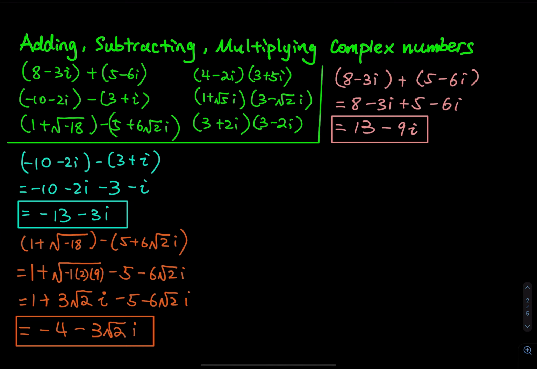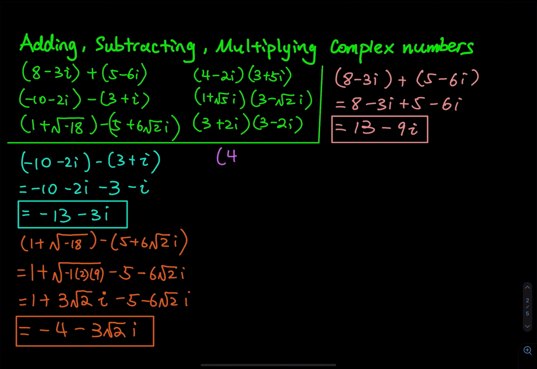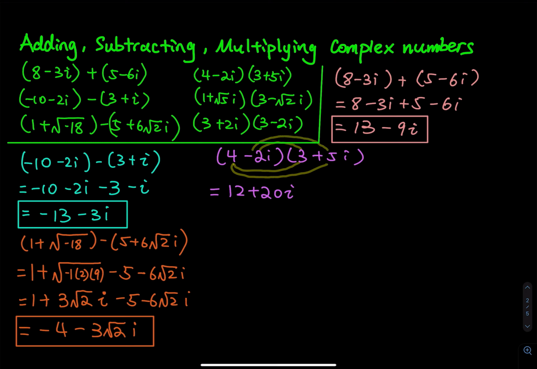So multiply, multiply, multiply. Okay, let's switch to a new color. You have 4 minus 2i, and then you multiply by 3 plus 5i. The first step is you distribute: 4 times 3, and then 4 times 5i. So you have a 12, and then plus 20i. And then you have the 2 times 3, also I should say negative 2. So negative 2 times 3 is negative 6. Negative 2 times 5 is equal to negative 10.